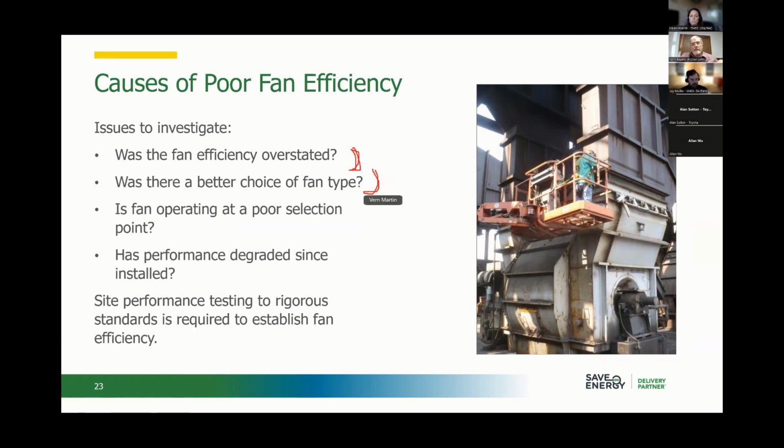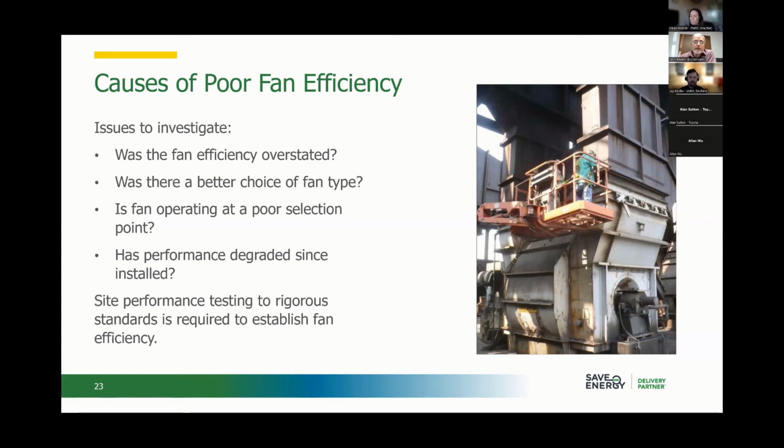Is it operating at a poor selection point? Well, you're going to have a really, really efficient fan. You can spend a lot of money and work everything out, and get the most efficient fan possible. But you know what? You can take the most efficient fan and run it at a point that's not efficient. It's sort of like having a car that gets incredible gas mileage and going down the road with your foot on the brakes. You can turn anything that's efficient into something that's not efficient.